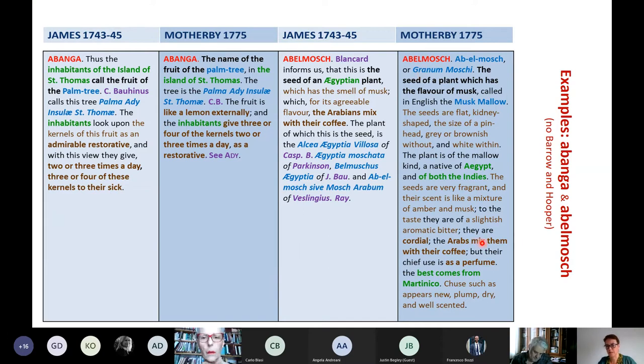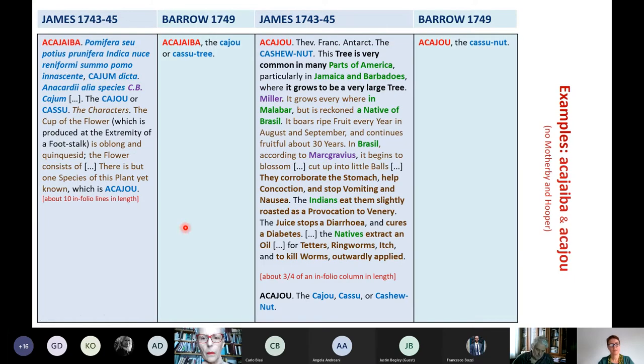More selective is Motherby. These are Abel Marsh, Granum Marsh, and Musk Mallow. That's all. So here instead, the comparison is between James and Barrow. In Motherby and Hooper, these two words are not included. What happens between the three folio volumes and the single octavo volume?